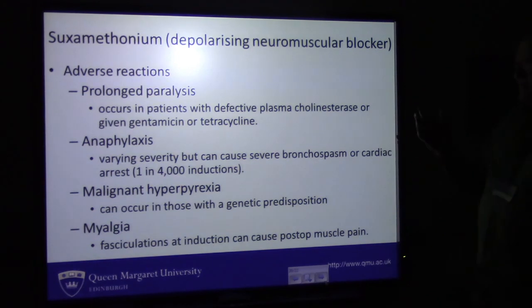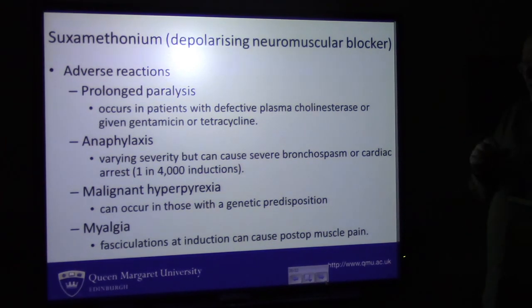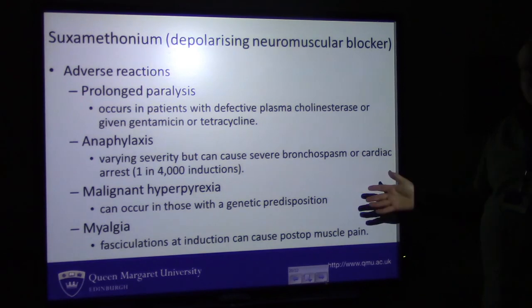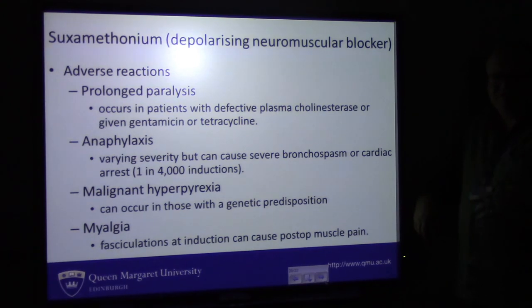Also on top of that, if a patient has a defective cholinesterase enzyme, they won't be able to break these compounds down, and that can cause a prolonged paralysis. You lose that short action of it. They can also, as with a lot of compounds, an IV injection of them can lead to anaphylactic shock. They can cause malignant hyperpyrexia, so a significantly large raising of the body temperature, and they can also produce myalgia.